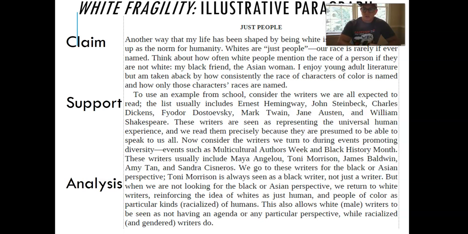So she provides not just support for her claim that society continues this idea that being white is just normal, and then she uses examples from public education that many people have gone through, the books that they've read and the Black History Month presentations, and the specific writers that are often always labeled by their color and differentiated between a specific perspective versus a general perspective.